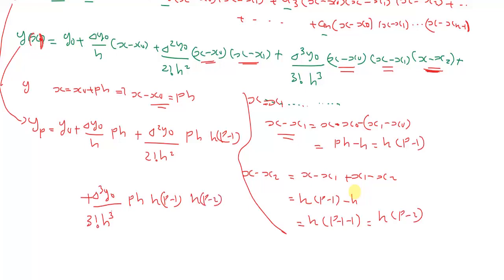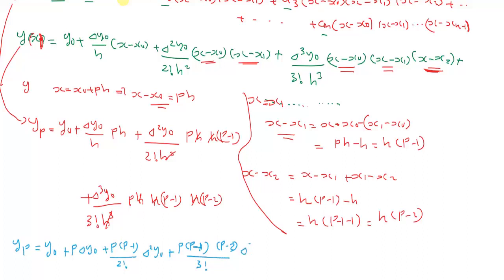Okay, now this h cube and h will cancel, and h square and this h will cancel. Okay, so the equation yp is equal to y naught plus p into delta y naught plus p into p minus 1 by 2 factorial into del square y naught plus p into p minus 1 into p minus 2 by 3 factorial into del cube y naught plus etc. Now this is said to be Newton's forward interpolation formula.